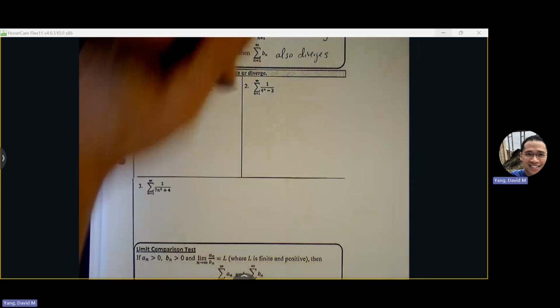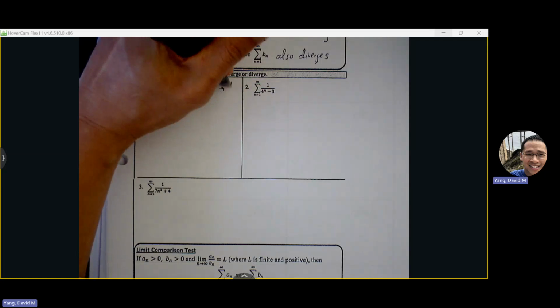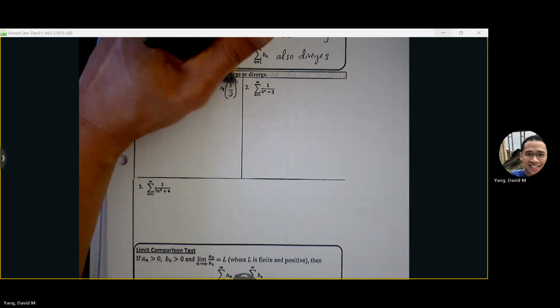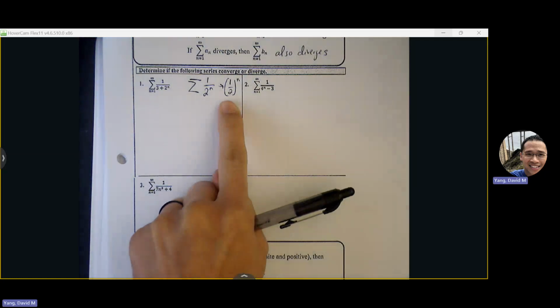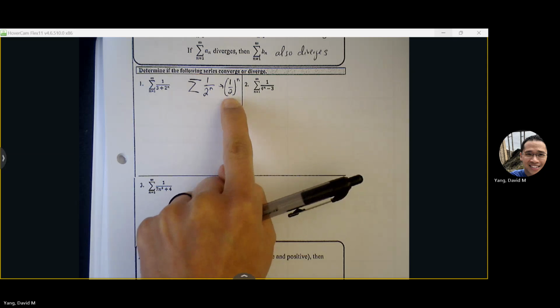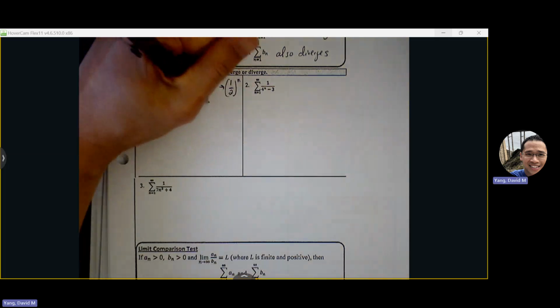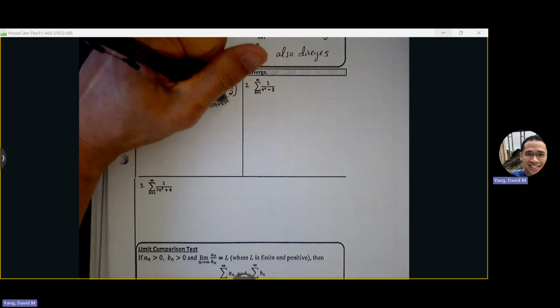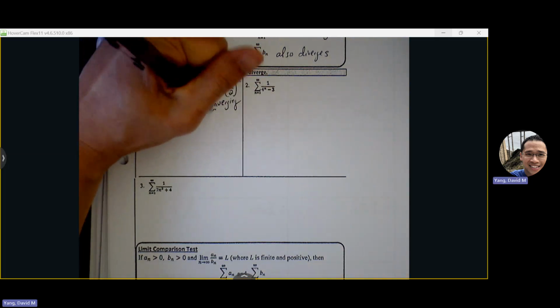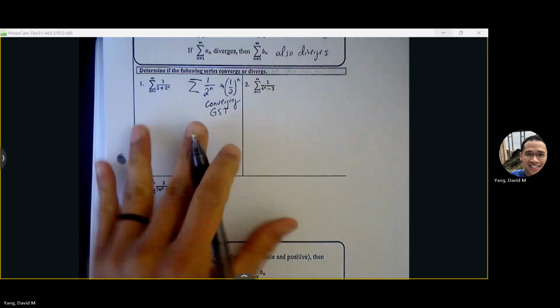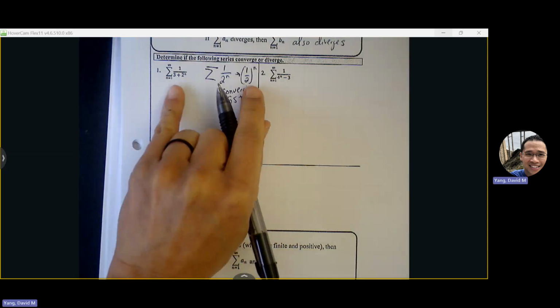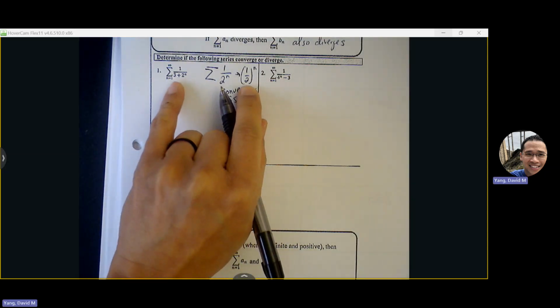And 1/2 to the n, if I rewrite it, I can make it this way. Okay. What does that look like to you? Yeah, converging or diverging? Converging. So just by looking at this, it is a converging geometric series. And we're going to see if this is going to be a good fit, right?